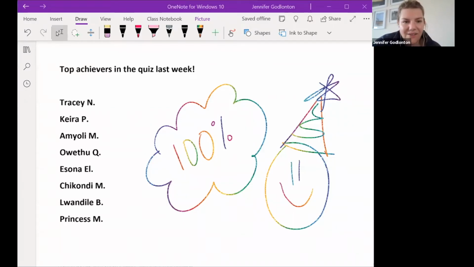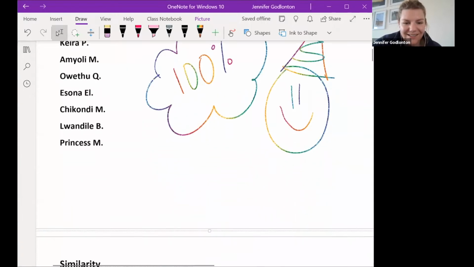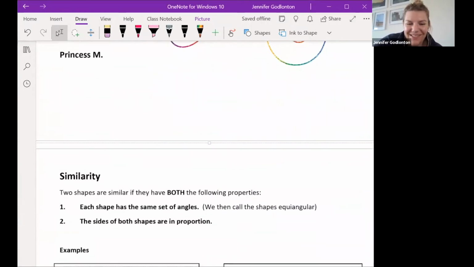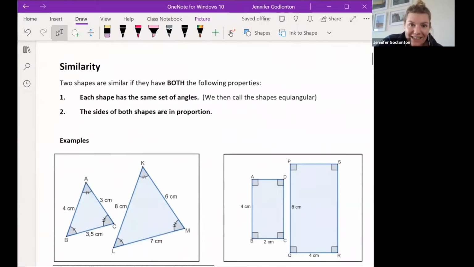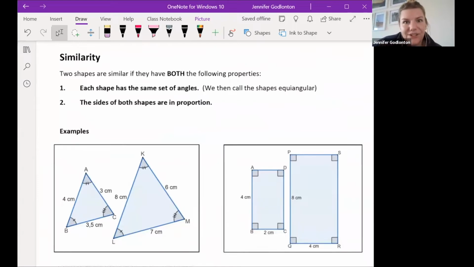In the idea of similarity. Okay. So similarity is a little bit different to congruency. Can anyone tell me who has done similarity in class? Can anyone tell me what the difference is between similarity and congruency? Who feels brave and can talk me through a bit? Talk me through the difference between these two concepts.